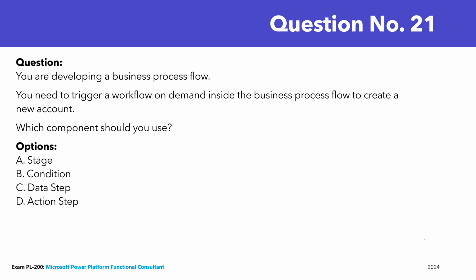Question: you are developing a business process flow. You need to trigger a workflow on demand inside the business process flow to create a new account. Which component should you use? Options: A. Stage, B. Condition, C. Data step, D. Action step.